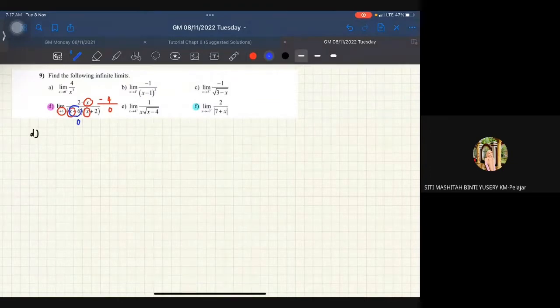Okay, so another clue that you will know you are dealing with infinite limits is when you have a constant divide by 0. Okay, so this is exactly our case of infinite limits. So you have a constant, awak ada satu constant and satu constant awak tu didividekan oleh 0. Okay, so this one dia adalah case infinite limits.